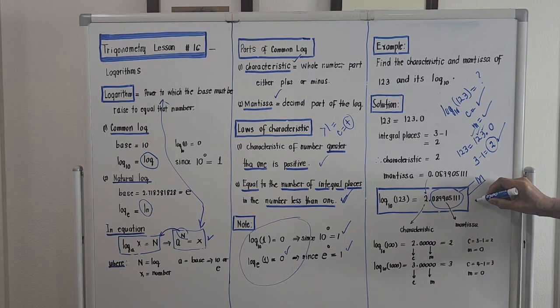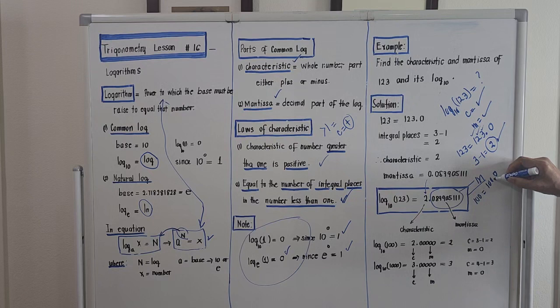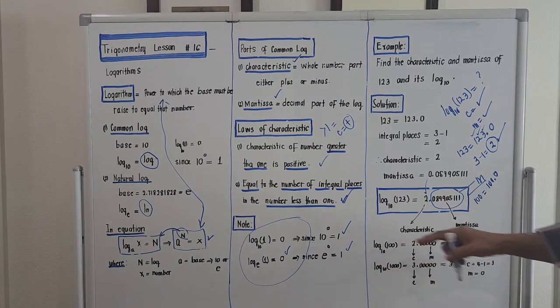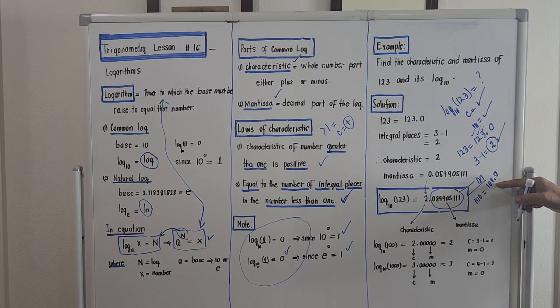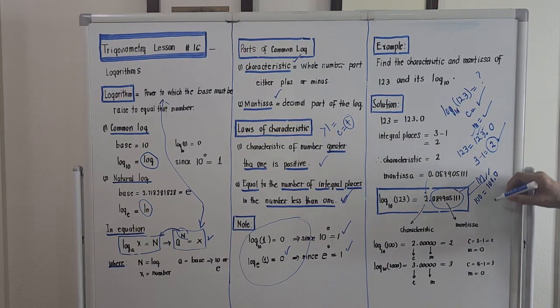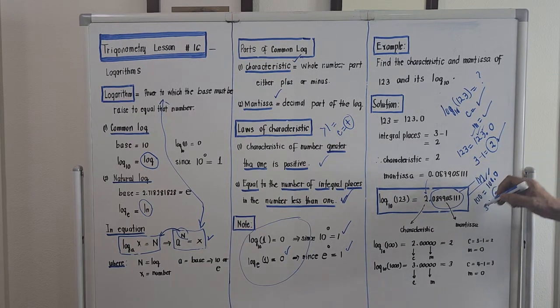100 can be written as 100.0, right? So if we try to bring out the characteristic of the logarithm of 100, the number of significant figures to the left of the decimal is actually 3. This is 1, 2, 3. So the characteristic of 100, if we try to take the logarithm, should be 3 minus 1, and this should be equal to 2. The characteristic will be 2, right?